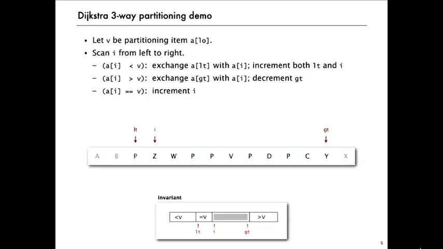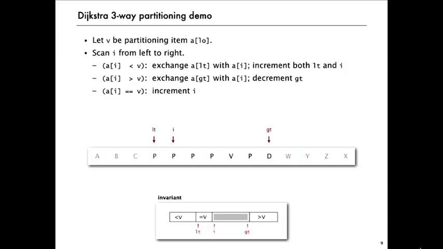Now I is pointing to a bigger one, so we're going to exchange it with the one at GT and decrement GT again. And again, Y is bigger, so exchange it and decrement GT. Now we have the C, that one's smaller, so that's the first case. So we'll move it to the left of LT and increment both LT and I. W's a bigger one, that has to go over to the right.